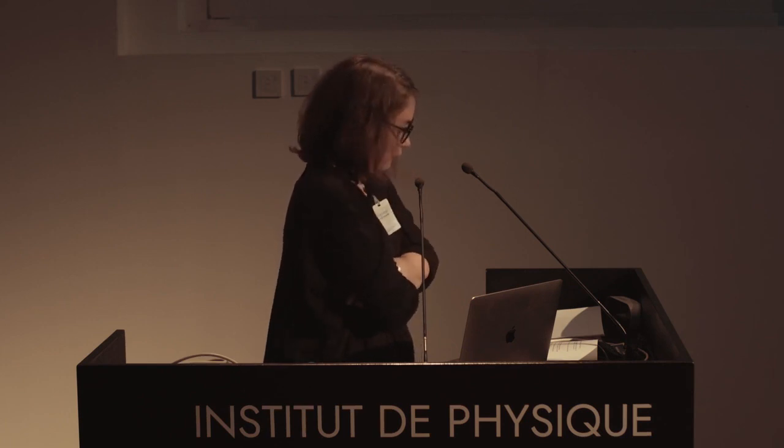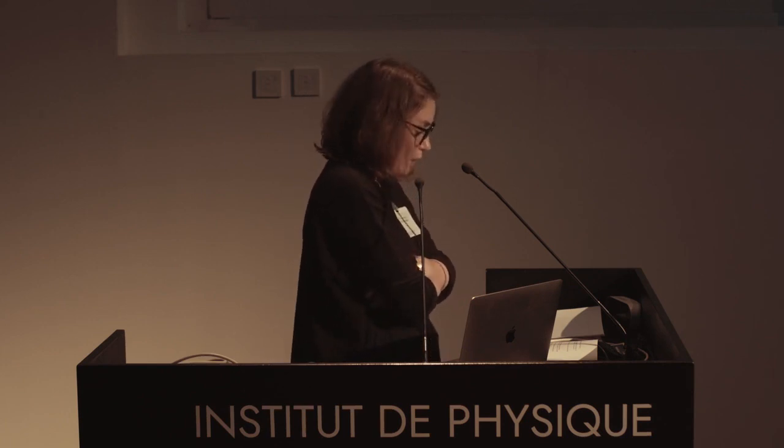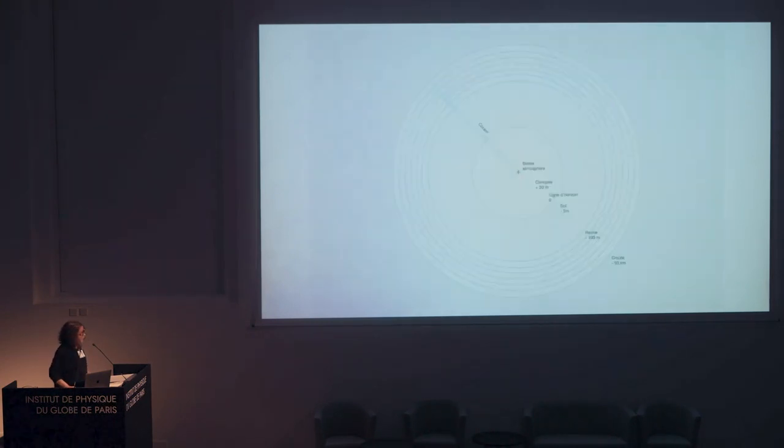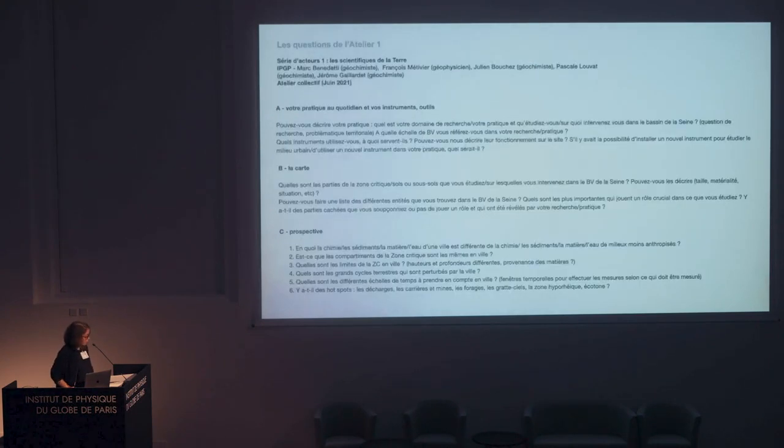Another version was a new evolution of this model during a workshop at the IPGP with 6 geophysical and geochemical scientists. And here the objective was to define what could be a critical zone observatory in an urban environment. Here again, for the workshop, we use an empty template on which everyone is allowed to draw, following a set of specifically prepared questions to achieve this objective.